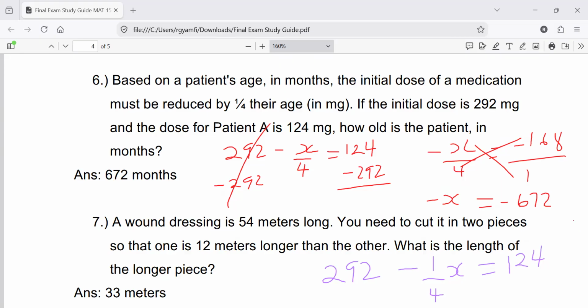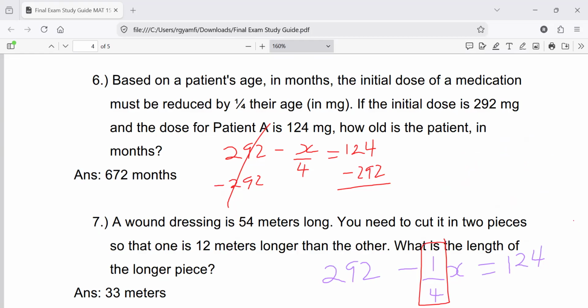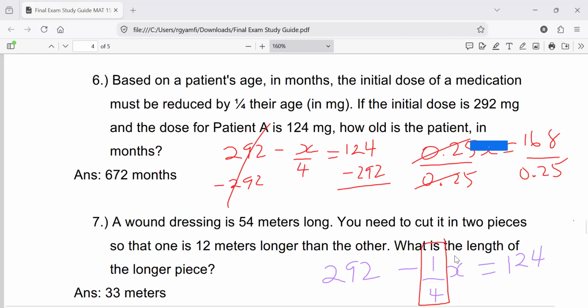Now, another way to do this is that someone might see that a quarter, which from here was 1 over 4, is 0.25, right? So you could change the quarter. Instead of doing x divided by 4, because I know that a quarter is 0.25, I could do 0.25x equals 168. Then you divide by 0.25, and that should give you the same result. All right.